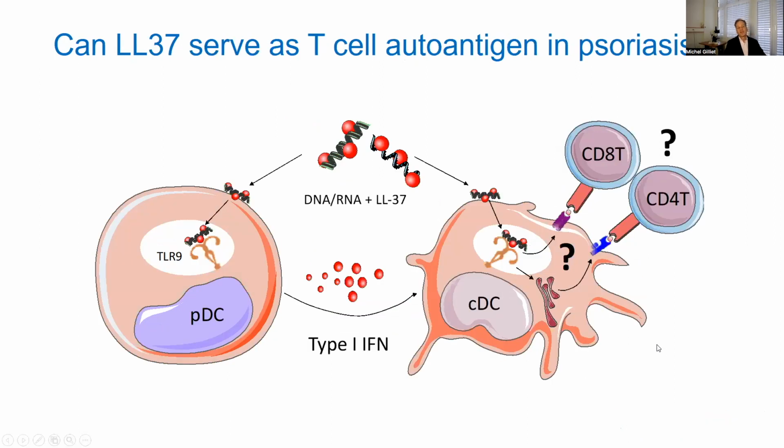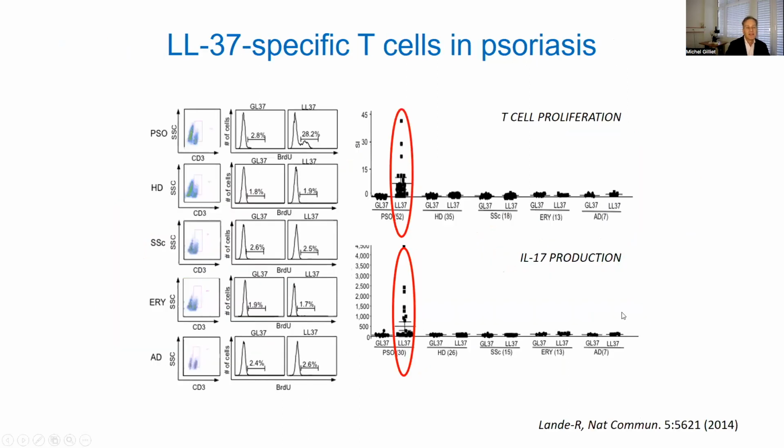So one of the questions at this point was whether these complexes can also elicit adaptive immunity. I've shown you for viruses that type 1 interferons critically shape downstream conventional dendritic cell activation and antigen presentation. So we asked here whether these complexes, and in particular the LL37 part, could be activating specifically CD8 and CD4 T cells in psoriasis, and therefore function as a T cell autoantigen in psoriasis. And this was indeed the case.